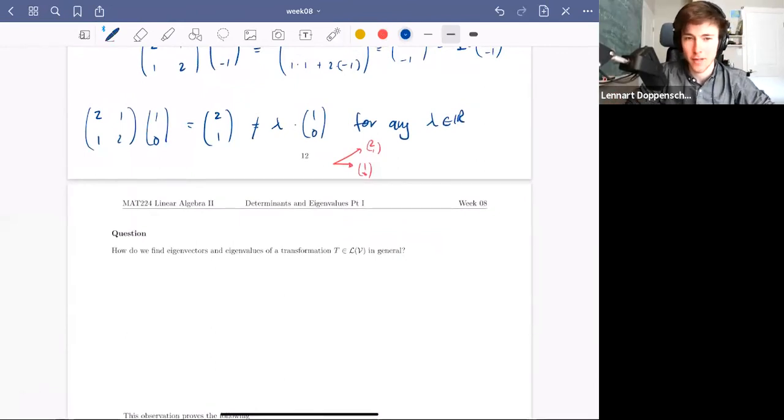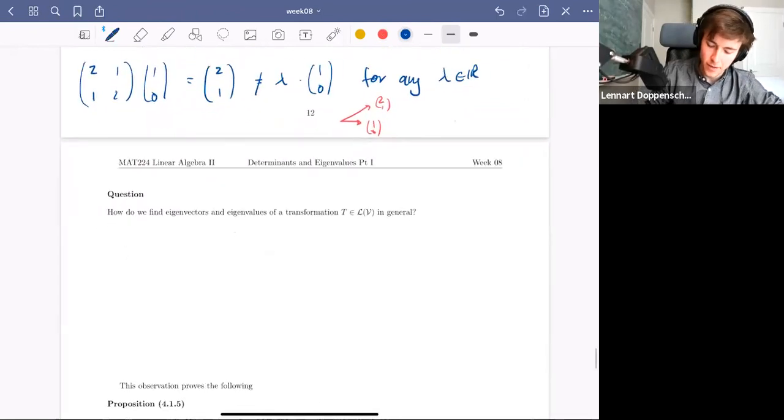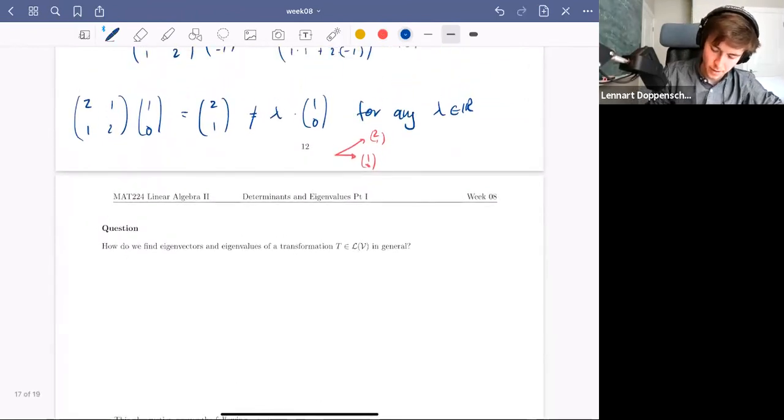I told you just about these special vectors for a given transformation. How do we find them? Is there a recipe to cook them up? Well, it turns out there is, and there's just an observation that we can make. Well, what does it mean?